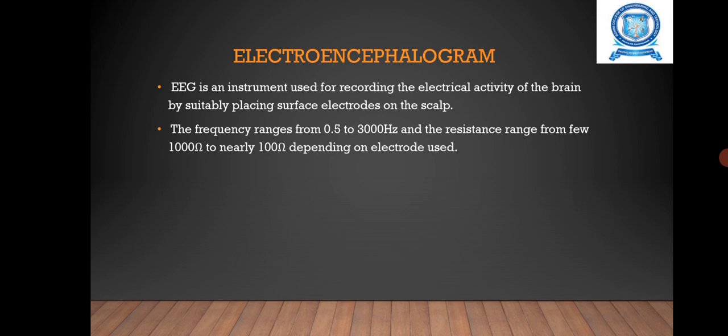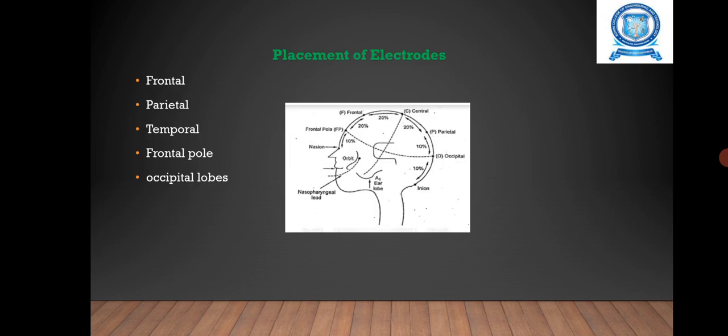Here, the surface of the brain contains a voltage of about 10 mV. The frequency ranges from 0.5 to 3000 Hz and the resistance ranges from a few thousand ohms to nearly 100 ohms, depending on the electrodes used. Placement of electrodes: the brain waves are the summation of neural depolarization in the brain due to stimuli from the five senses. What are the five senses? Frontal, parietal, temporal, frontal pole, occipital lobes.